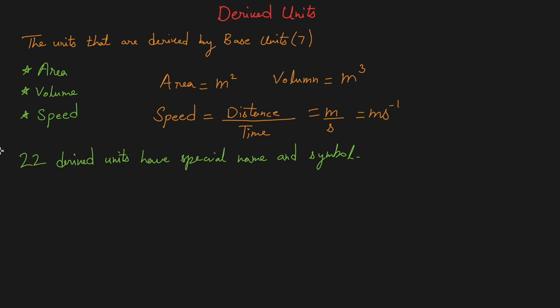To give you an example of this statement about special name and symbol, let's take a derived unit, frequency. We know the equation for frequency is frequency equal to 1 by time period. The base unit for the time period is second. So we have 1 by s, which is s minus 1. So the unit for frequency, which is a derived unit, will be s minus 1. But instead of writing 1 by s or s minus 1, we will write it as hertz.